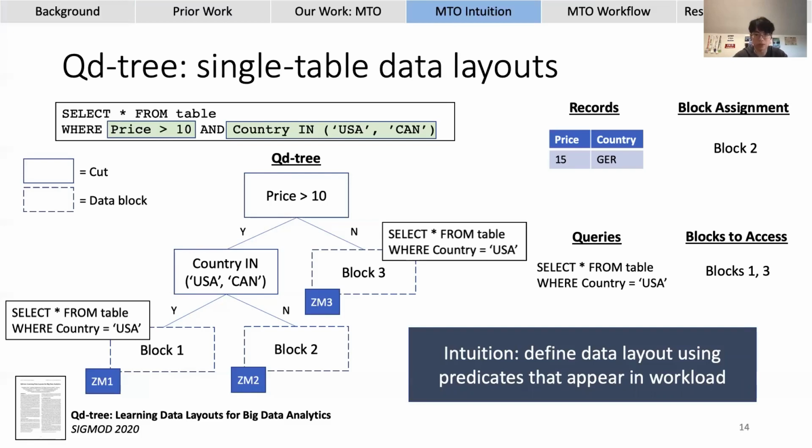So in this example, you'll notice that the two cuts in the QD tree are the same two predicates highlighted in green that appeared in the original query. One implication of this intuition is that before we even construct a QD tree, we need to first extract all the unique predicates that appear in the query workload. And I'll come back to this point later in the talk.